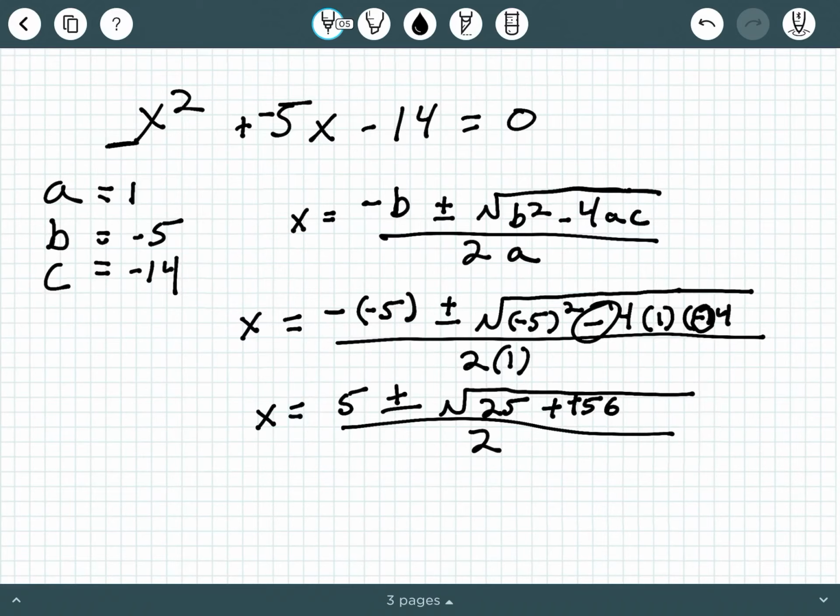So with that correction, let's simplify things even further. So x will be equal to 5 plus or minus the square root. If we add 25 plus 56, that gives us 81, which is good news there since we're taking the square root. And then that's all over 2 still. Let's jump down to another page.